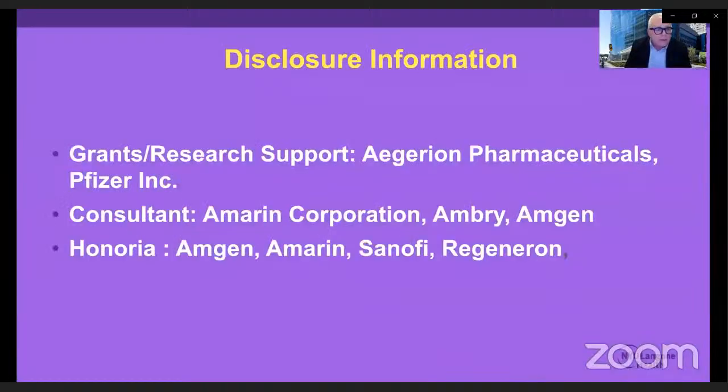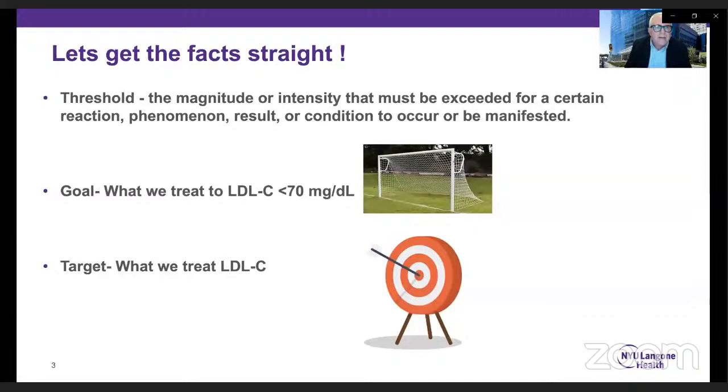These are my disclosures. And I want to start by getting facts straight. I want to talk about a couple of terms that I think often get bandied about, often confused or used inappropriately. Every now and then I pick up a journal article and I see something in a title that actually has gone through peer review, and it says treat to target. Treat to target makes absolutely no sense.